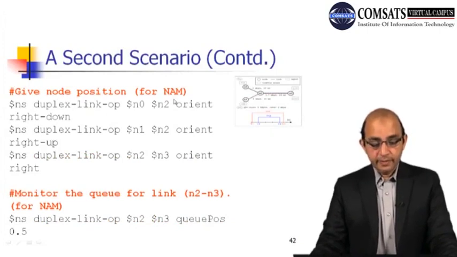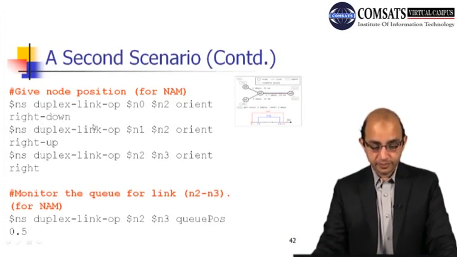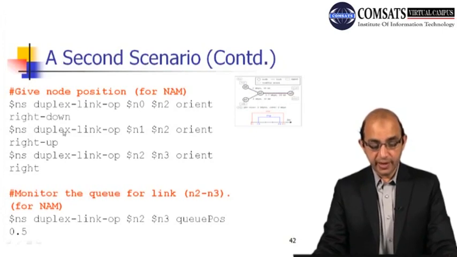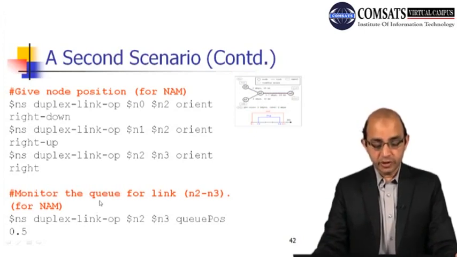Position for NAM: duplex-link-op n0 n2 orient right-down. Here we are mentioning the position of the different nodes for NAM. Duplex-link-op n1 n2 orient right-up. Duplex-link-op n2 n3 orient right. Here we will be monitoring the queue for the link n2 and n3.